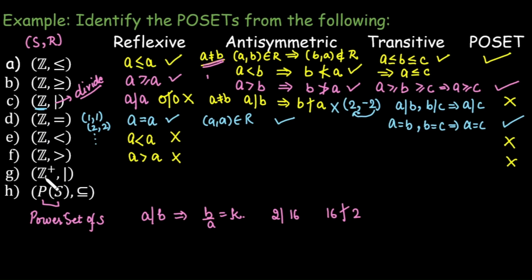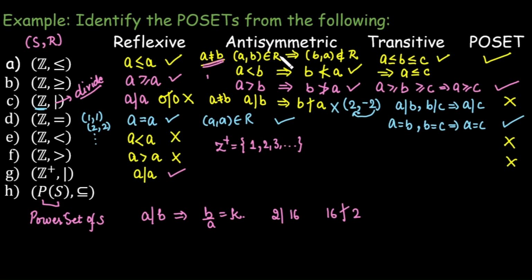Here we have taken the set of positive integers and the divides relation. Now, does every element divide itself? Yes, because we have removed the 0 from here. Set of positive integers means we start the set from 1, 2, 3 and so on, so 0 is not part of it. So every integer divides itself. Hence the divides relation is reflexive on the set of positive integers.